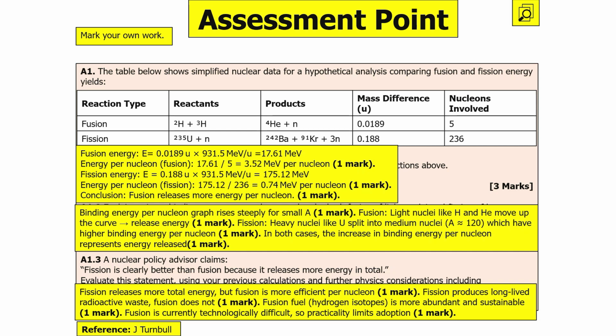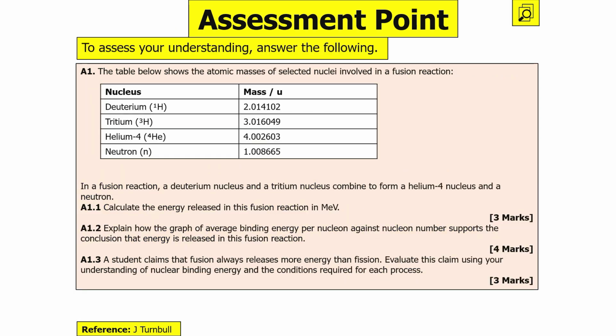Now fission produces long-lived radioactive waste, but fusion does not. Fusion fuel, hydrogen isotopes, is more abundant and sustainable. However, fusion is currently technologically difficult, so practicality limits adoption. The table shows the atomic masses of selected nuclei in a fusion reactor.